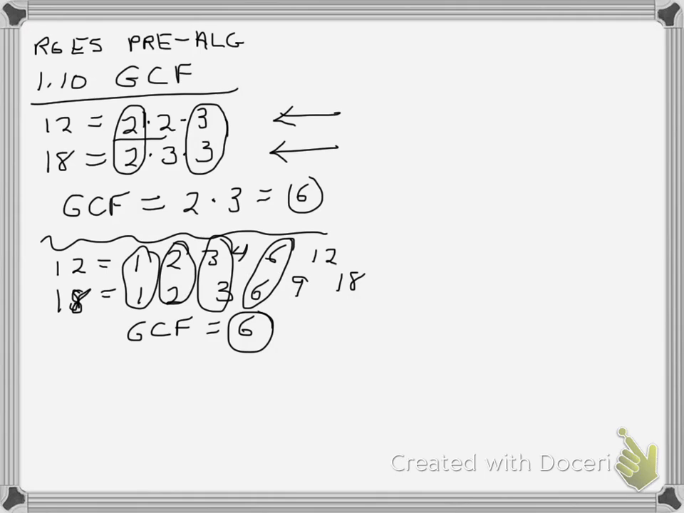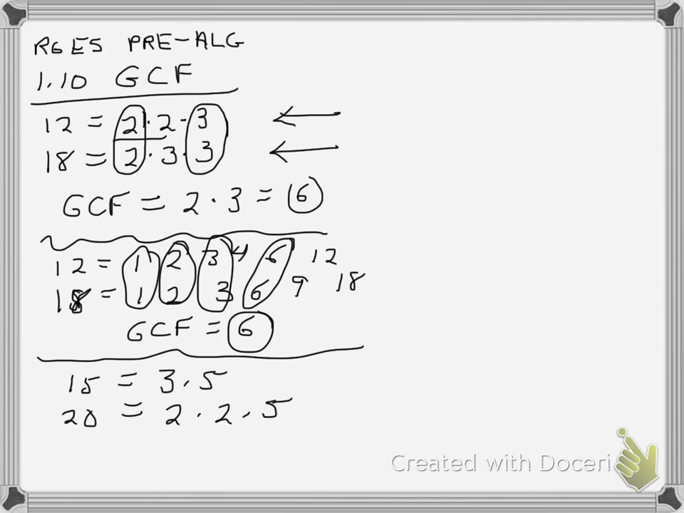Down below, let me show you another example. If we have 15 and 20, we break those into their primes. 15's prime factors are 3 times 5. 20 is 2 times 10, and 10 is 2 times 5. So my greatest common factor would be what they share. They don't share a 3, they don't share a 2, they share only the 5.